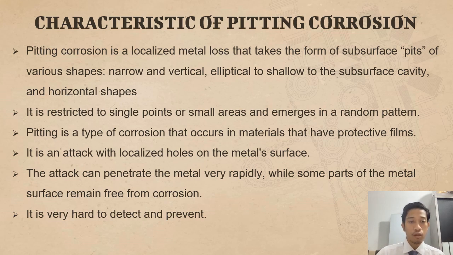Pitting is a type of corrosion that occurs in materials that have protective films. It is an attack with localized holes on the metal surface. The attack can penetrate the metal very rapidly, while some parts of the metal surface remain free from corrosion. It is very hard to detect and prevent pitting corrosion.